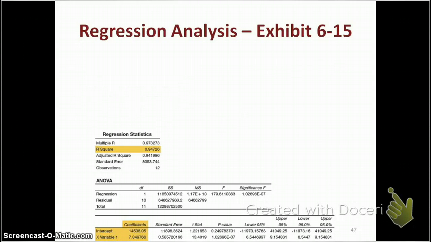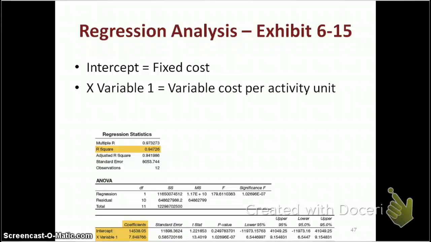So let's take a look at what all these highlighted items mean. The intercept. The intercept is your fixed cost. So you see your intercept right down here. Your intercept is your fixed cost. So what is your fixed cost? Your fixed cost is $14,538.05. The next one that you're going to take a look at is your X variable 1. X variable 1 again is right here, and X variable 1 represents your variable cost per unit, which, if you round it up, is 7.65.